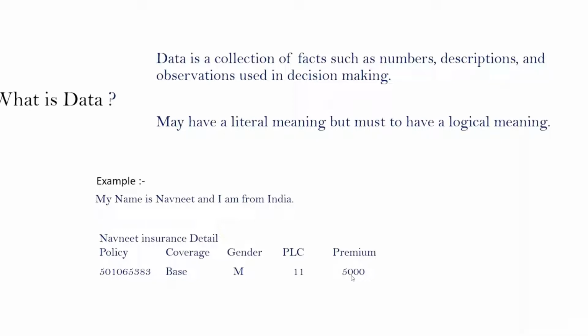So it's incomplete data, like 5000 being paid when? Monthly, quarterly, semi-annually, annually. But we can still derive some understanding from here because there is a logical meaning supporting it. So it is data.